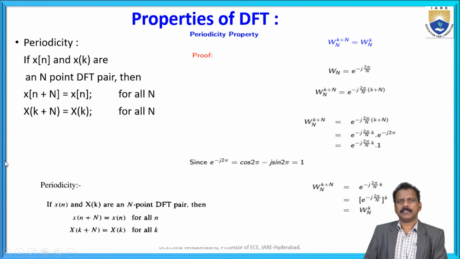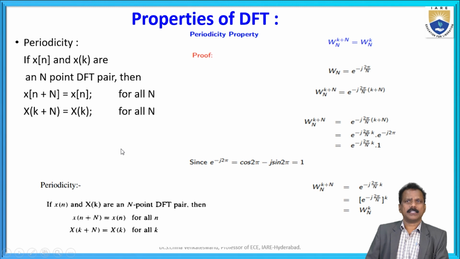Normally for periodicity, if x of n and x of k are an N-point discrete Fourier transform pair, then x of n plus N is equal to x of n for all n, and x of k plus N is equal to x of k for all k. Like this, we can easily represent periodicity in terms of the discrete Fourier transform as well as the inverse discrete Fourier transform. To analyze this property, periodicity, we use what we call the twiddle factor or weighting function.